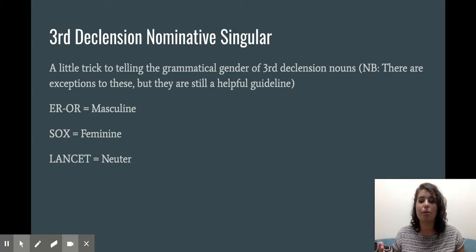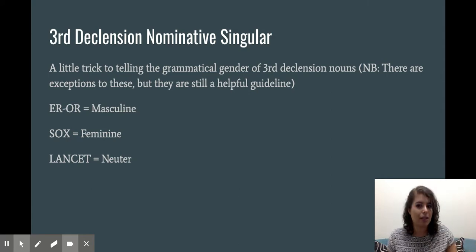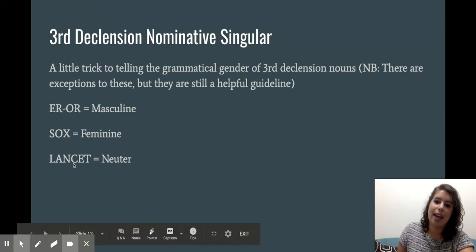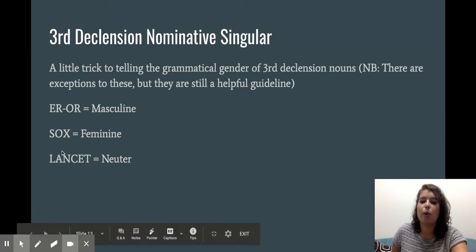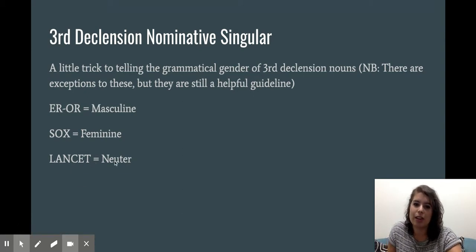Again, there are examples. One noticeable exception to this one is the Latin word for king, which is rex, R-E-X. But again, it's the word for king, so it makes sense that that word would be masculine. And then lancet, L-A-N-C-E or T, words that end in any of these letters in the third declension are often going to be neuter. So again, there are going to be exceptions to this, but this is a good guideline to go for if you're not sure about something.